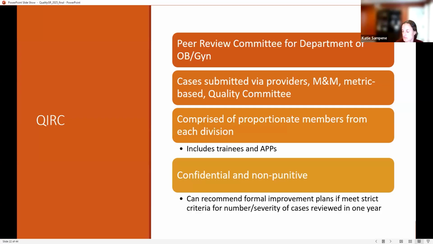As with the chart closure initiative, there are some formal improvement plans that can be spawned from the Quality Improvement Review Committee, only if there is a trend over a longer period of time with a particular provider, and it's never like a punitive process. It's just more of a formal improvement.